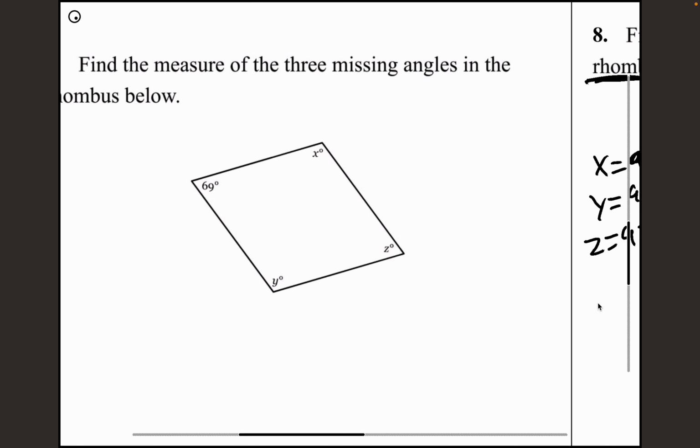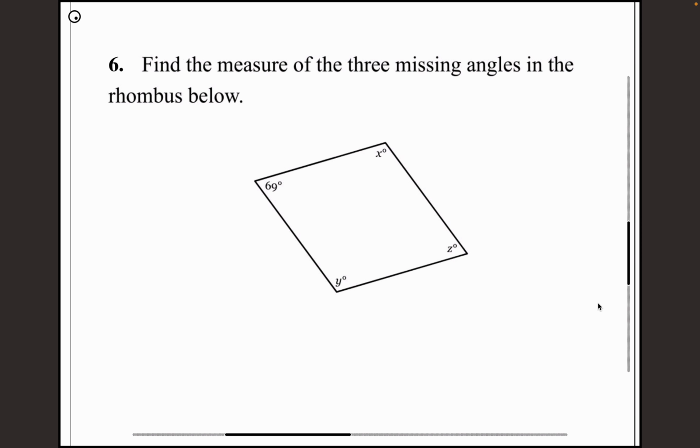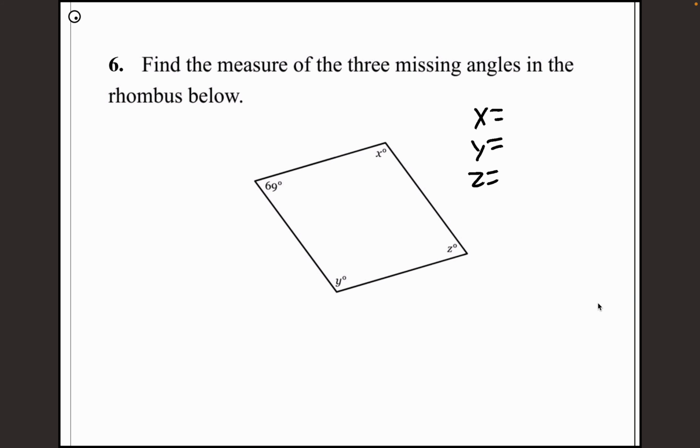And then finally, what about this one? Which one do I automatically know? Z is 69. What about y? How can I find y? 180 minus 69, what's that going to be? And then that was y, so that also makes x 111.